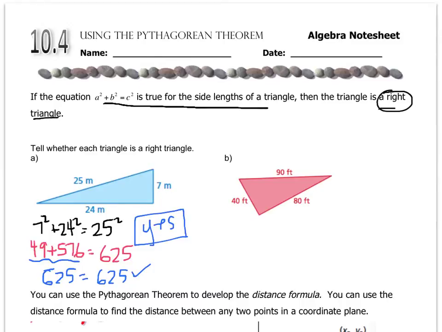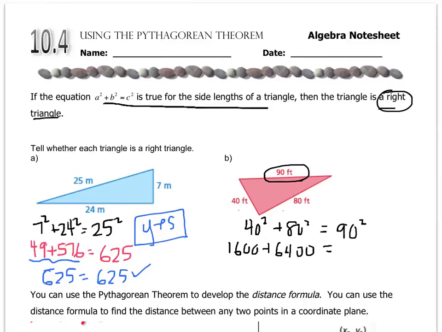Now, when you are trying to look at a triangle and it's slanted like this, especially with no right angle box, you have to go by what we talked about before, where the hypotenuse is the longest side. And it doesn't matter which one of these is A and which one is B. So I'll plug it in. 40 squared plus 80 squared equals 90 squared. That's 1600 plus 6400 equals 8100. If that's true, it is a right triangle. So close, but no.